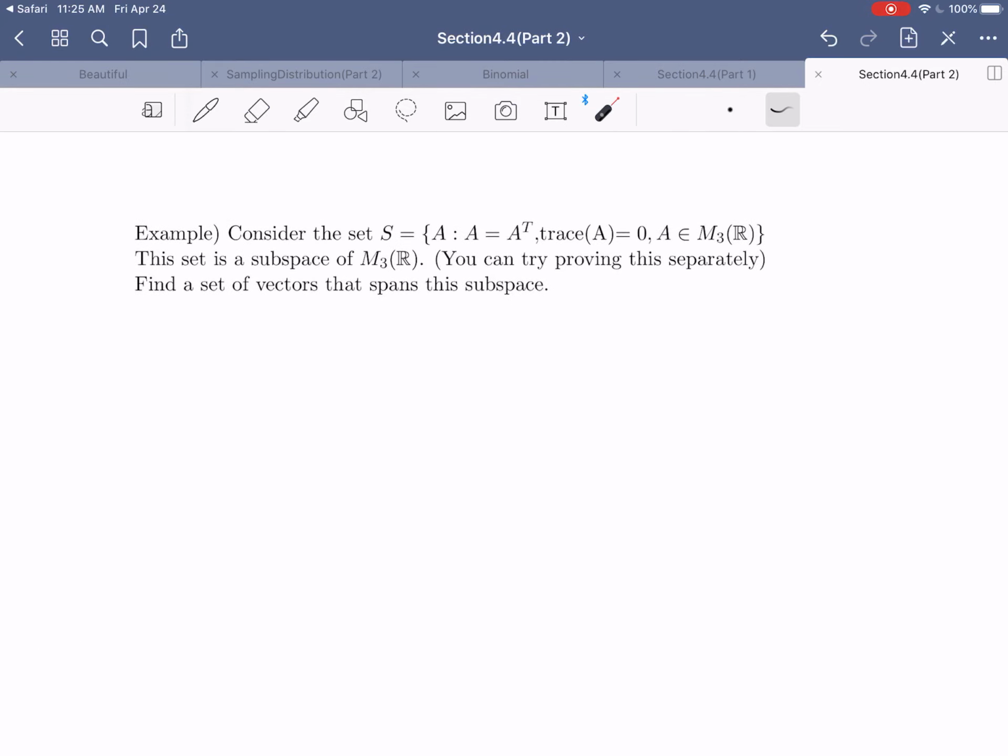All right, so for our last example here, we're going to consider the set S of matrices that have the property that A equals A transpose. So in other words, they are symmetric. And they also have the property that their trace is 0 and they are 3 by 3. Now, I'm going to just state that this set is a subspace of M3. If you guys want some more practice doing proofs of subspaces, closure under addition and closure under scalar multiplication, you can try proving this separately.